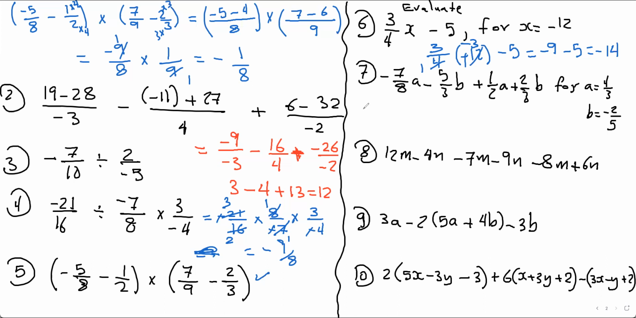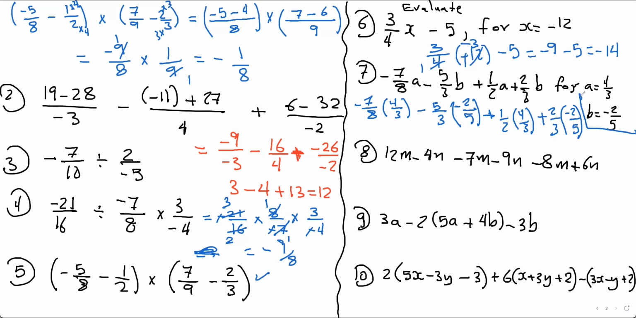How about here? We have -7 over 8, and the a is 4 over 3, so I'm just going to put that right here. Minus 5 over 3, and the b is -2 over 5, so I'm just going to put that here inside the brackets, which indicates it's multiplied. Plus 1/2 times a, which is 4 over 3, plus 2/3 times -2 over 5, which is what the b is.